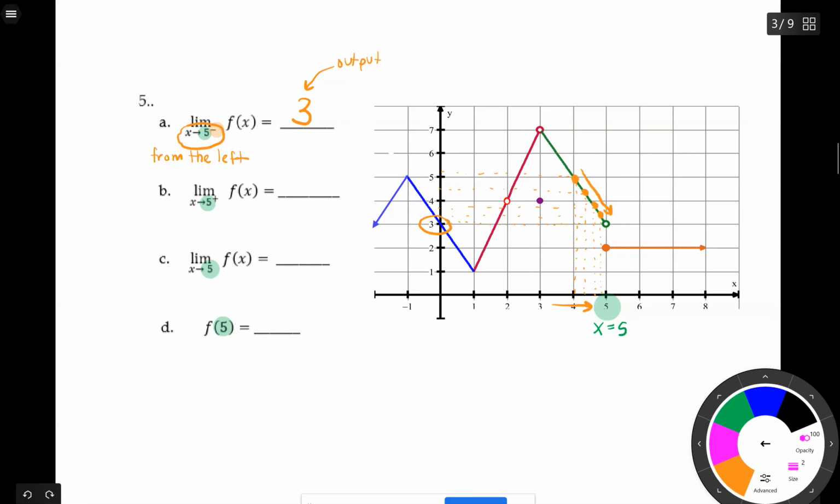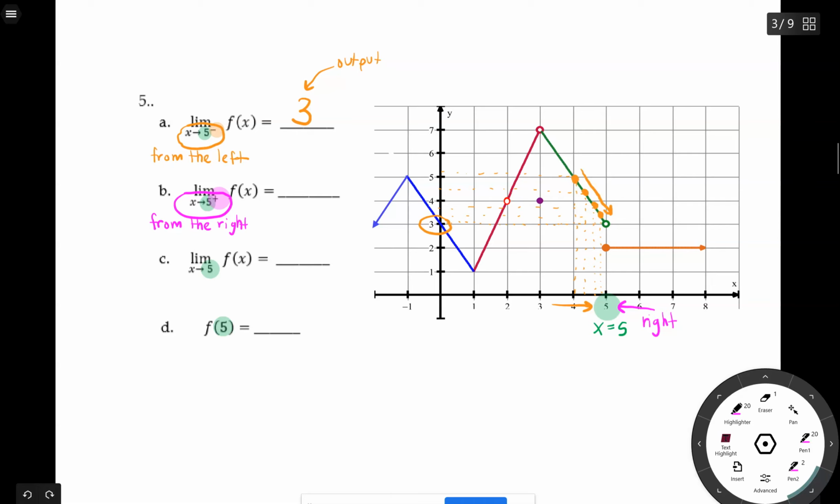Okay, then we're going to switch it up. Part B asks us to go from the right. And the reason why I know it's from the right is because I see that little plus sign there. So that's how I know we're going to go from the right. So I'm approaching from the right this time.